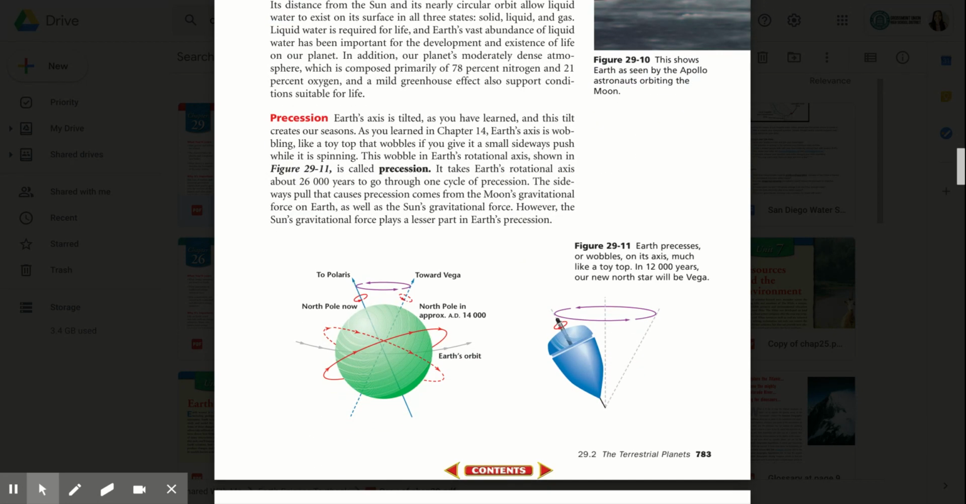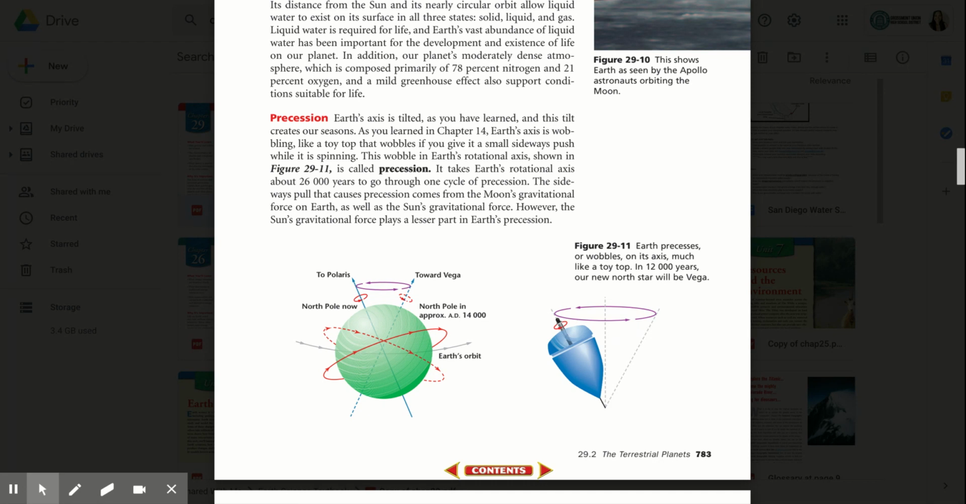Precession. Earth's axis is tilted, as you have learned, and this tilt creates our seasons. As you learned in Chapter 14, Earth's axis is wobbling like a toy top that wobbles if you give it a small sideways push while it is spinning.